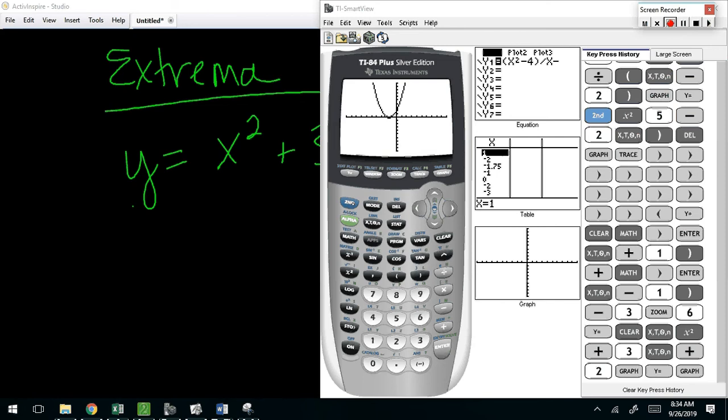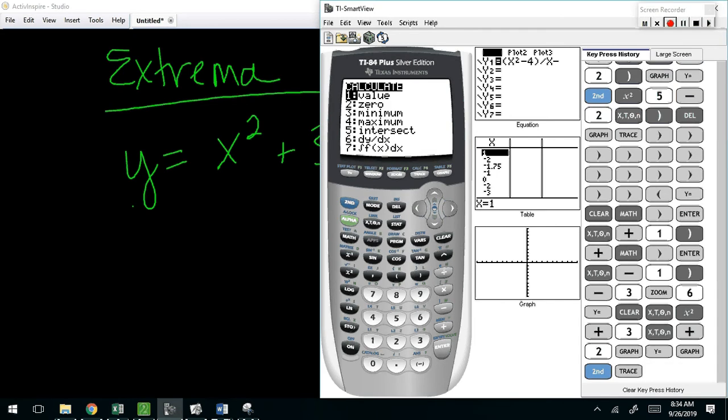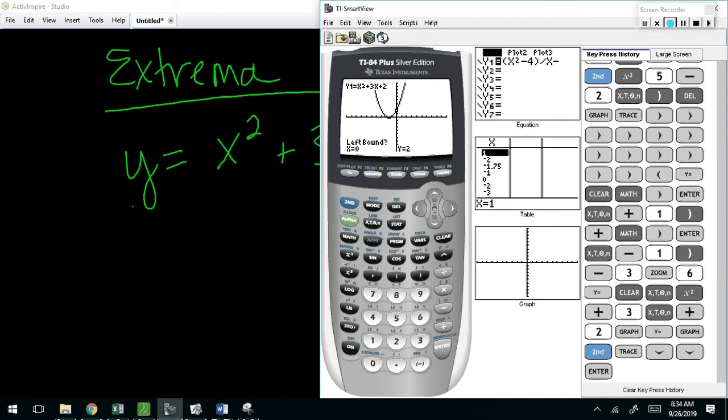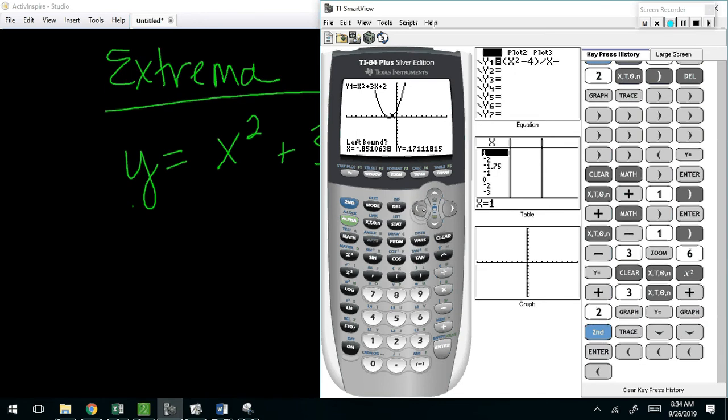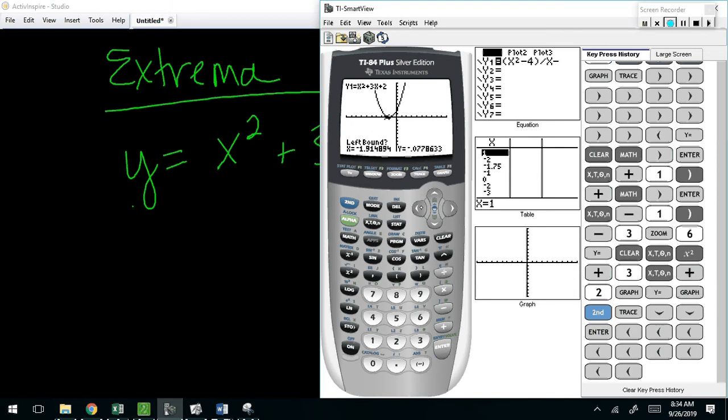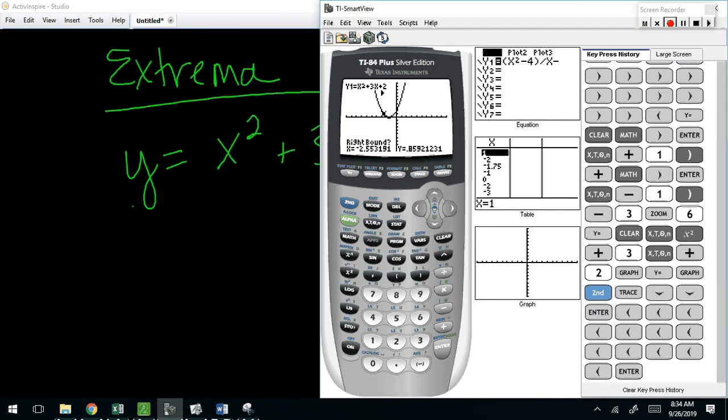Here's what I want to do. If you go second trace, the same way we went in to find the zeros, does this graph have a max or a min? A min, right? So I'm going to choose minimum. Now it says left bound, so you're going to do the same thing. Put your spider pretty close to where you think the minimum is happening, and then click left 3 times. You can go more if you want to. Hit enter.